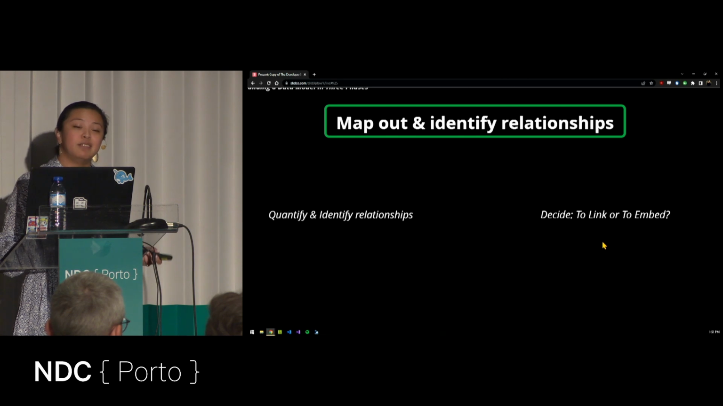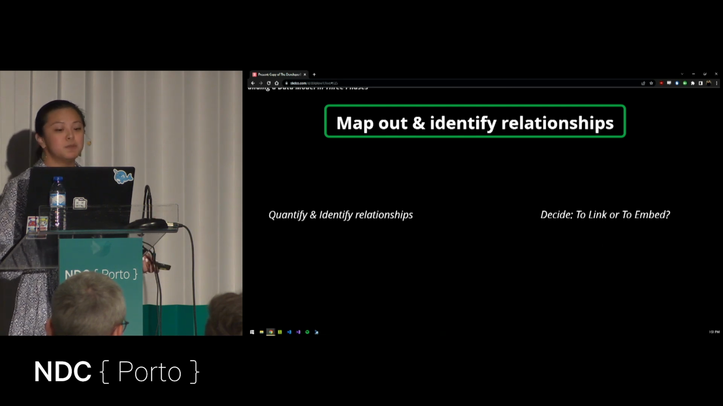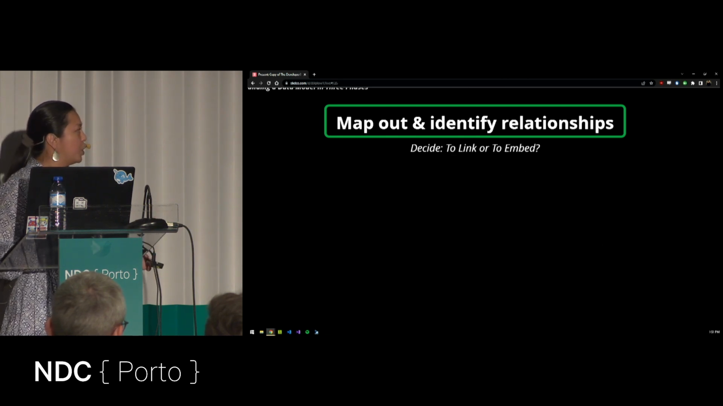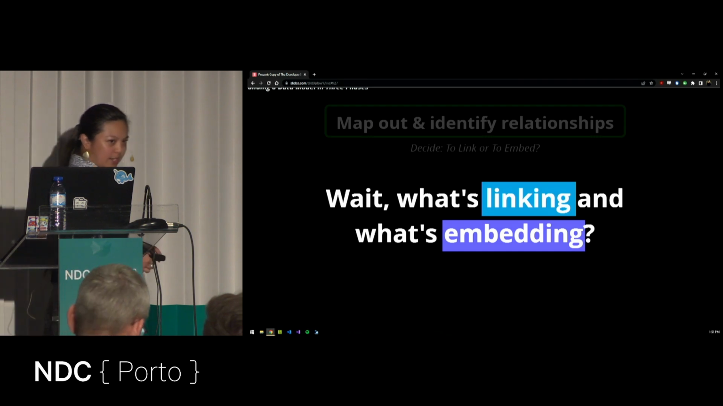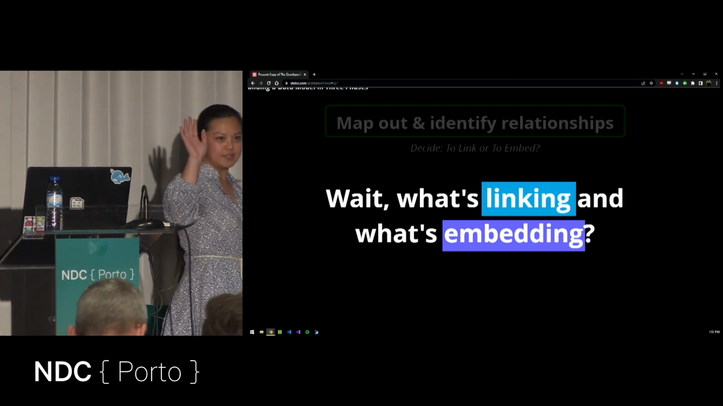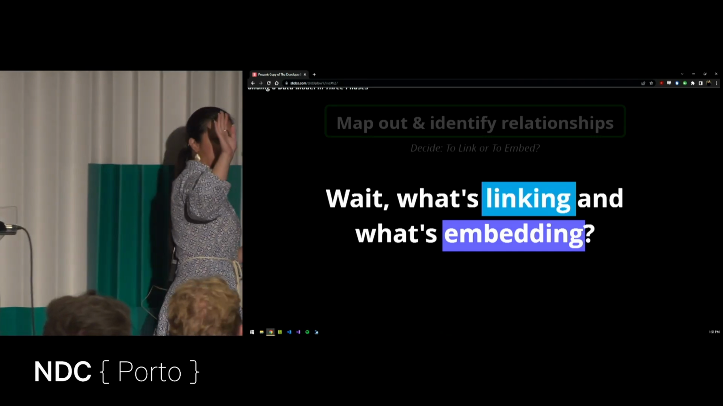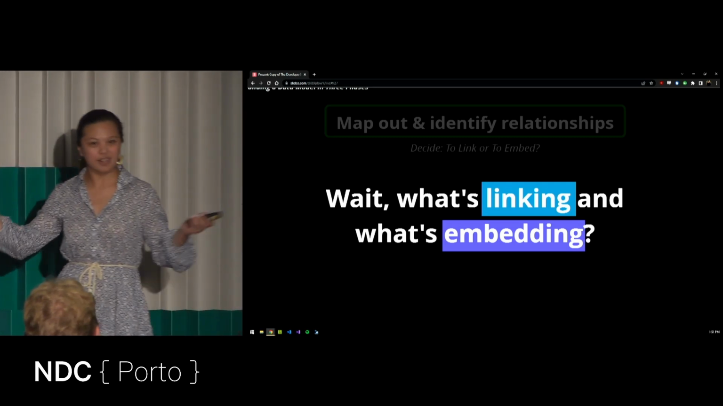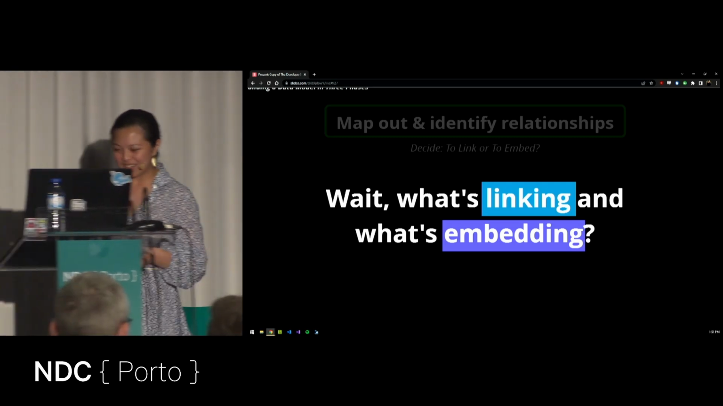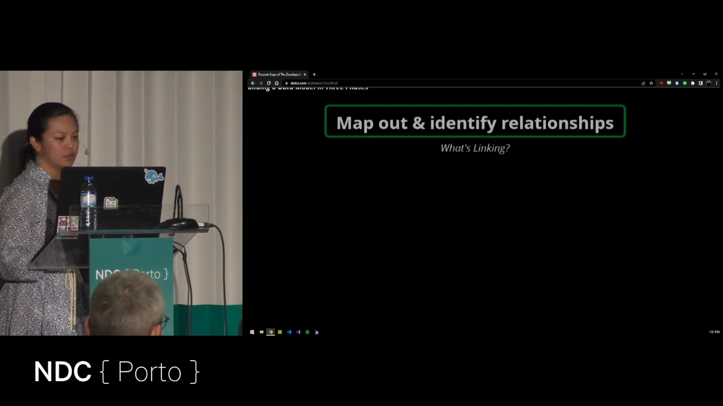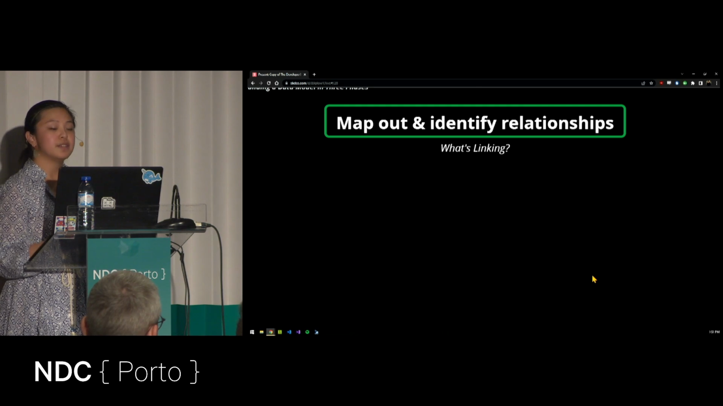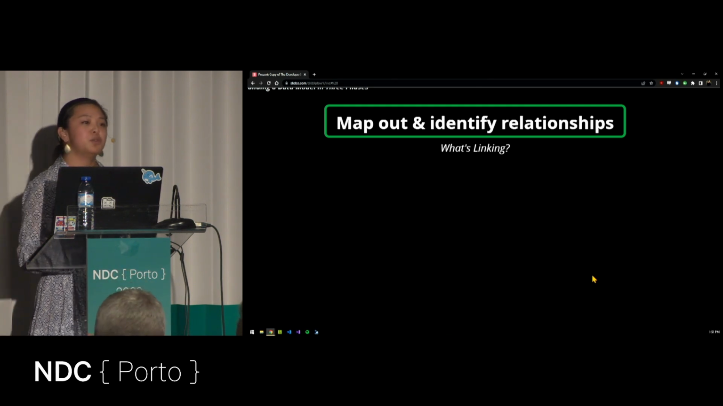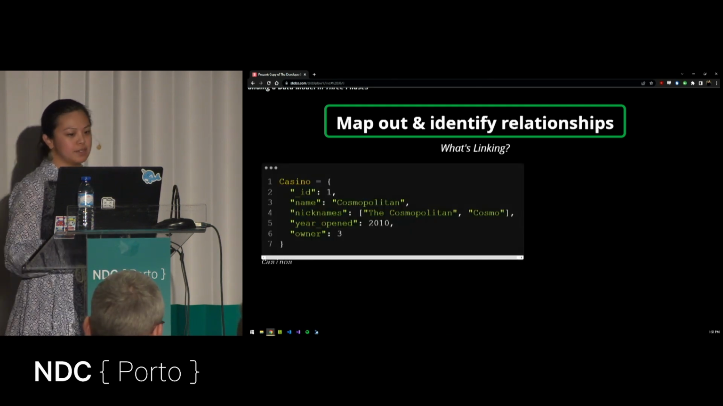Once you've quantified and identified those relationships, the next part is to decide whether to link or to embed. And I know some of you are thinking, what is linking and what's embedding? Who doesn't know what linking and embedding is? That's fine, that's why you're here, right? So, linking and embedding is not so difficult to understand. Linking is something that's going to be very familiar to you if you've already worked with relational databases.